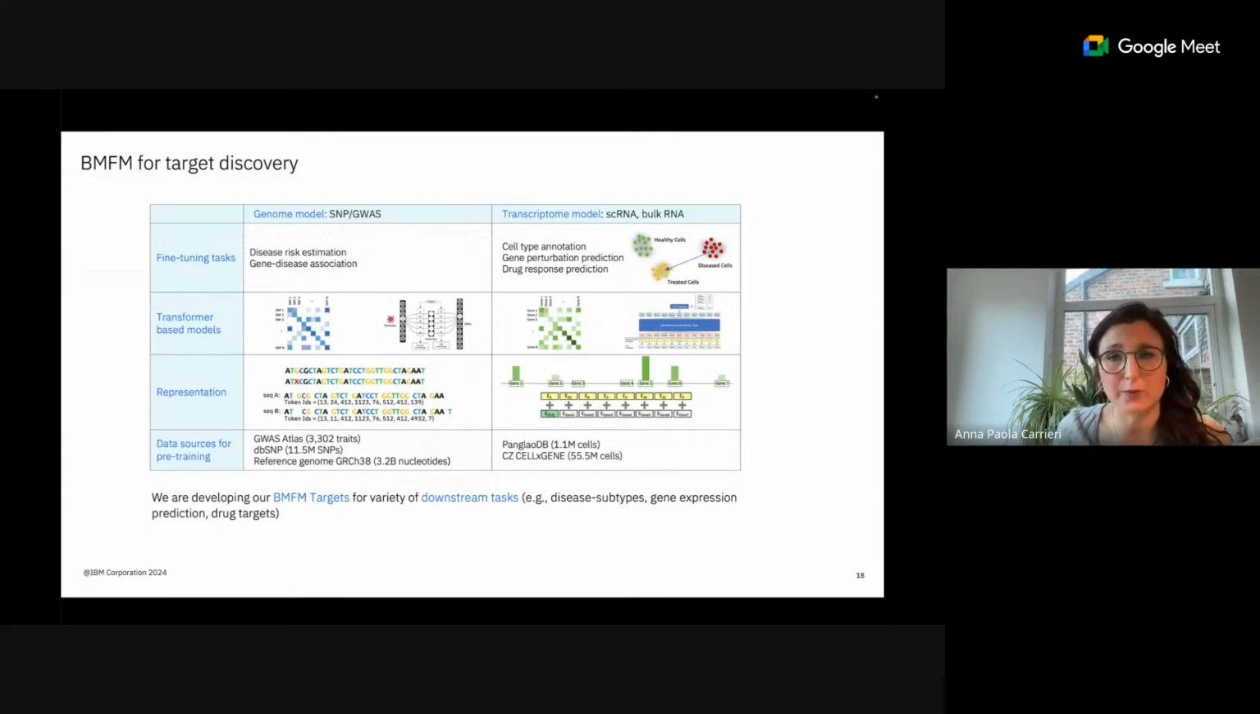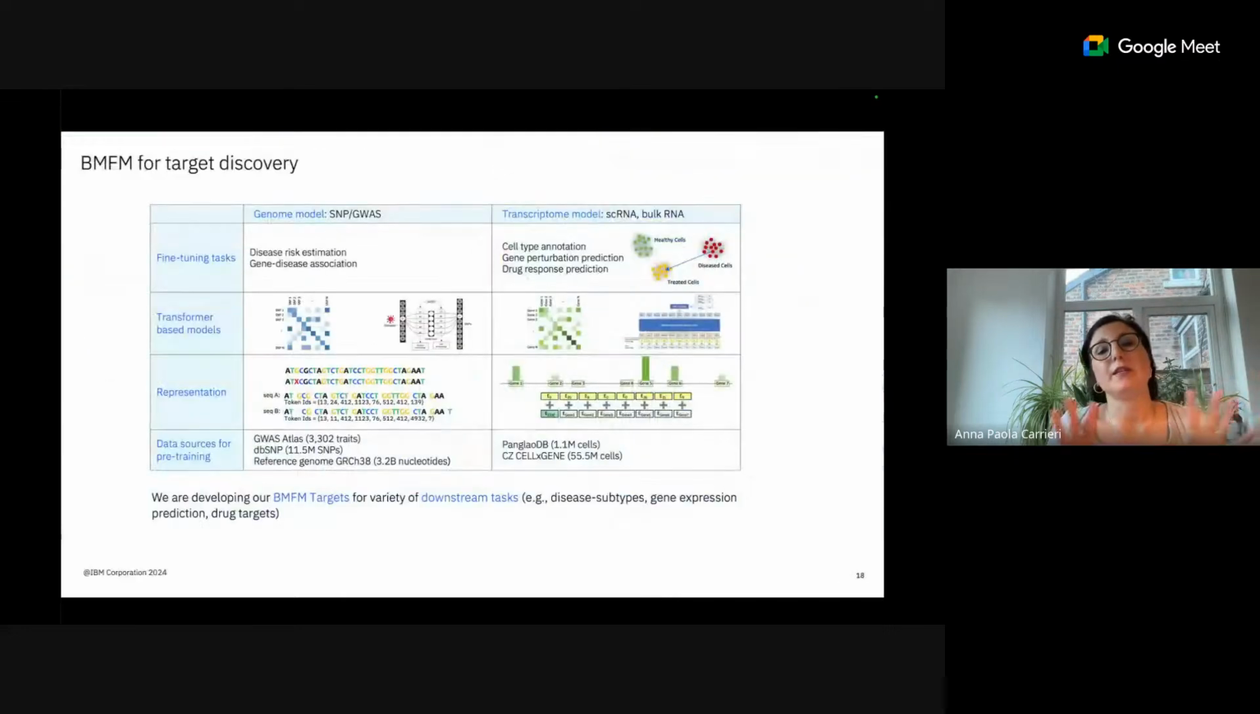While for the transcriptome model, we are mainly fine-tuning the model for other different tasks. One is gene perturbation prediction. The other one is drug response and also cell type annotation. Well, cell type annotation is specific to single cell transcriptomic data.